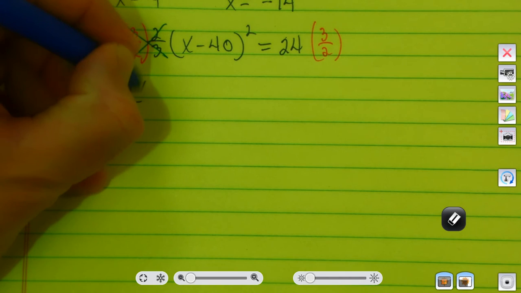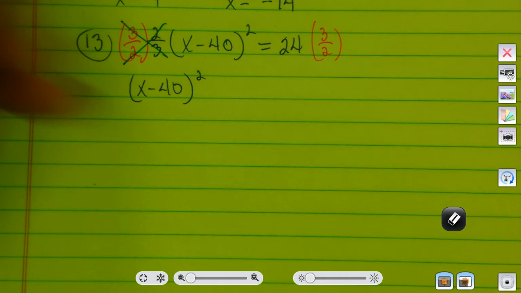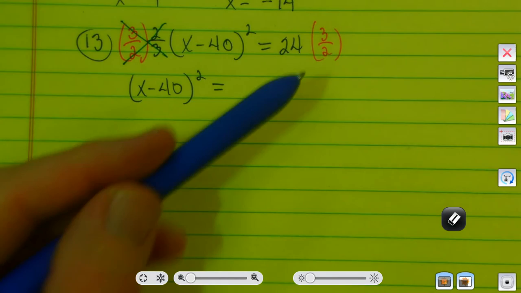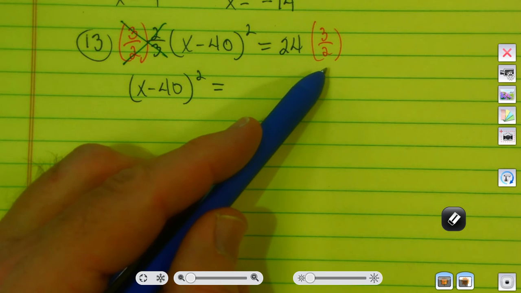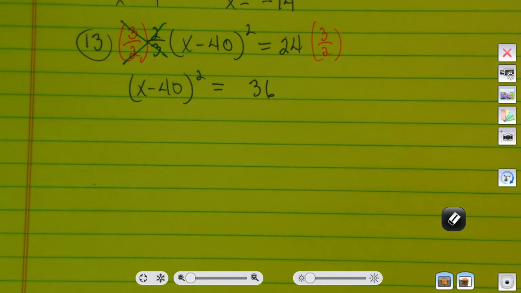And I get x minus 40 squared is equal to, now, this will be 24 divided by 2, which is 12 times 3, which is 36. We already know how to multiply a whole number times that fraction. The easiest thing is to divide by the denominator, multiply by the numerator. And we'll be sure to write it down.